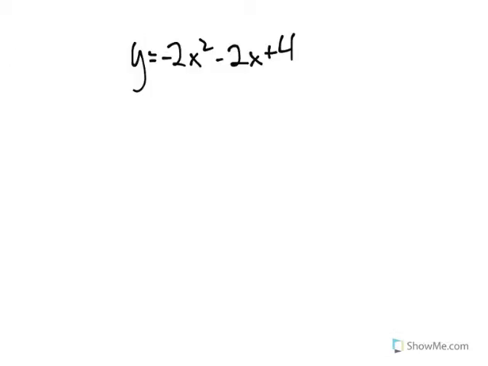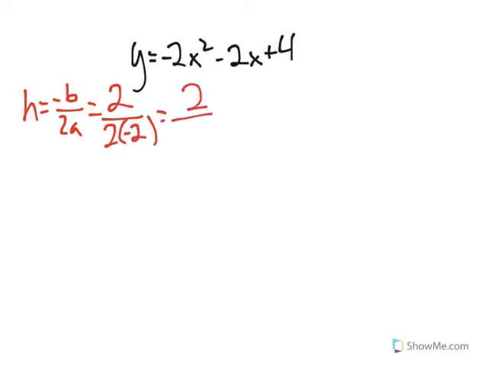Alright, so for the second example, I'm going to use the equation y equals -2x squared minus 2x plus 4. The first thing I'm going to do again is find my vertex by finding h and k. So h again is equal to -b divided by 2a. In this case, my b is -2. A negative becomes a positive, so I end up with positive 2 divided by 2 times the a value, which in this case is -2. So I have 2 divided by -4, which is -1/2 or -0.5.